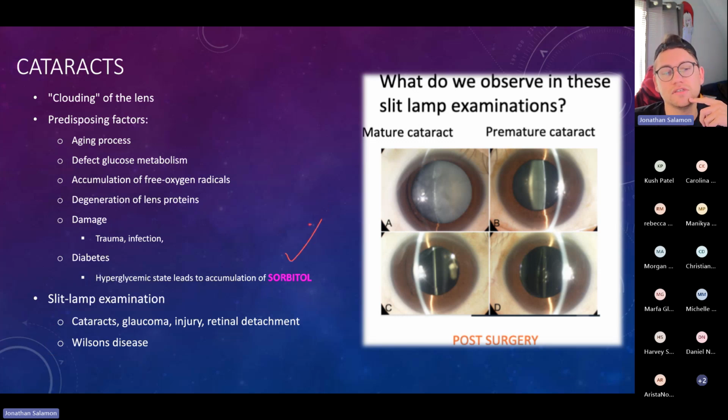The biggest thing about cataracts is knowing that sorbitol causes it. Also, long-term use of glucocorticoids, long-term use of oral steroids, you can have iatrogenic cataracts.